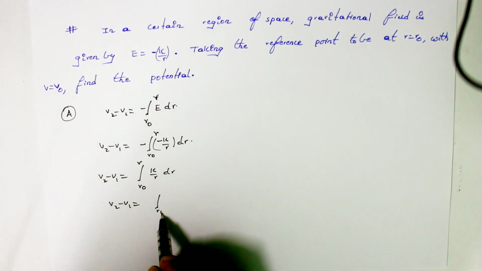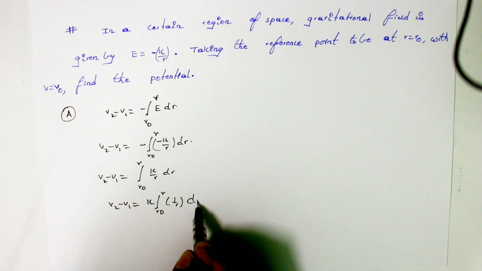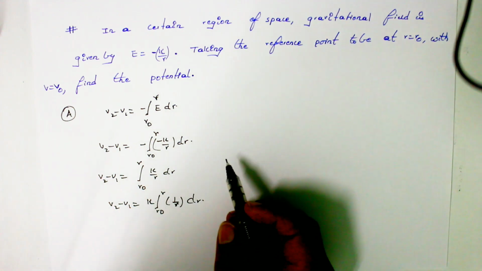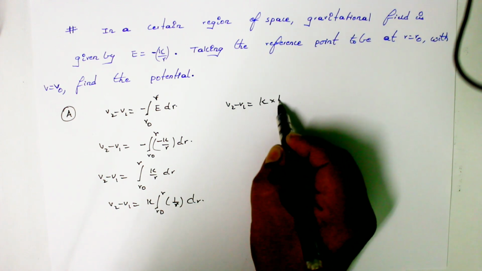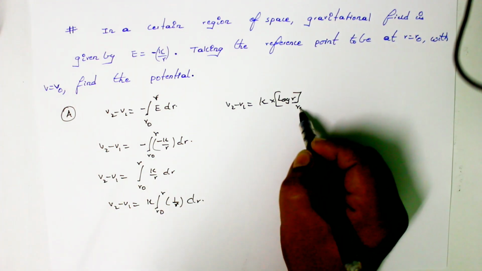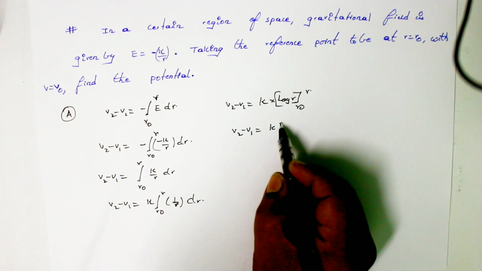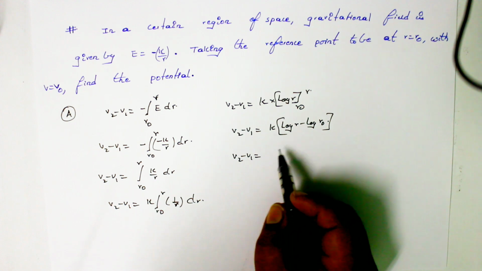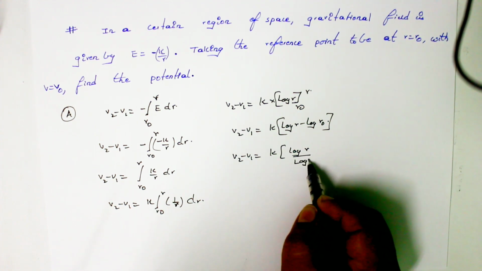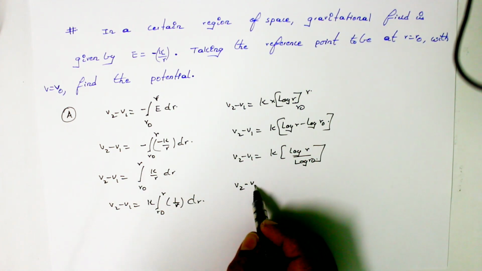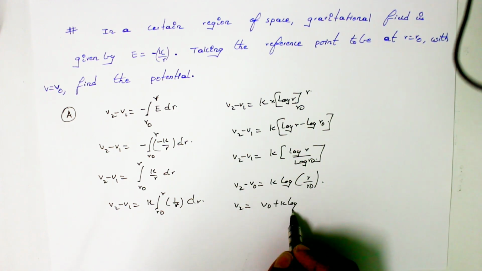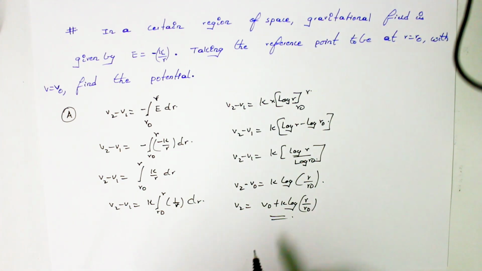So V2 minus V1 is equal to integration from r naught to r of k into 1 by r dr. Integration of 1 by r is log r. Therefore V2 minus V1 is equal to k into log r, with the limits from r naught to r. So V2 minus V1 is equal to k into (log r minus log r naught), which is k log r by r naught. V1 value is V naught, so V2 is equal to V naught plus k log r by r naught. This will be the equation for potential at any position r.